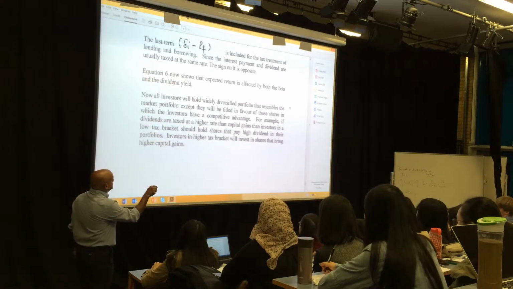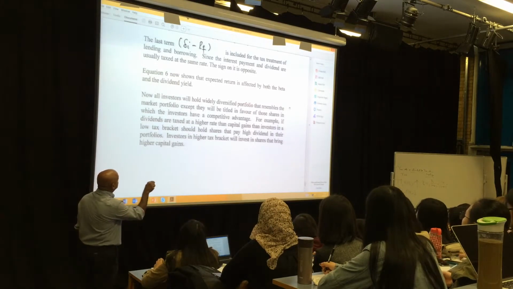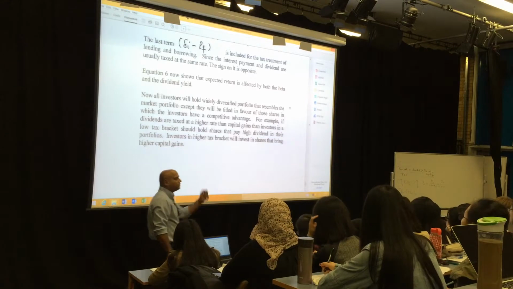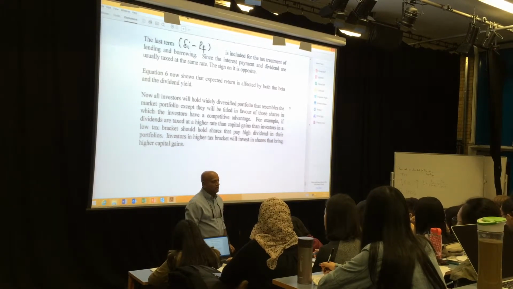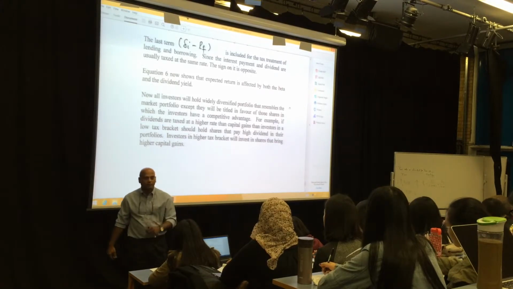Equation 6 shows the expected return is affected by both the beta and the dividend yield. Both the tax and the beta make a difference. Equation 6 shows both of them make a difference.